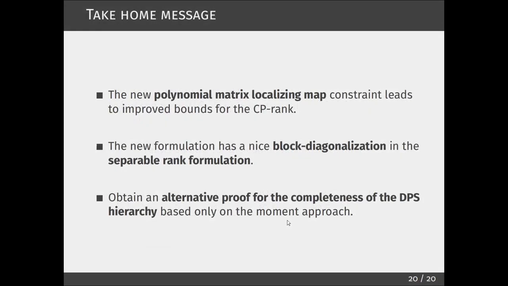Cool. So what is the take-home message? This new polynomial matrix localizing map leads to improvement in the CP rank for a few bounds. The new formalization has a nice block diagonal structure and separable rank formulation. And third, I didn't show this, but I'll just mention it because our work exceeds the bounds of a 25-minute talk: we obtain an alternative proof of the completeness of the DPS hierarchy based solely on the moment approach, and this is done by, well, you'll have to read the paper to get the details.